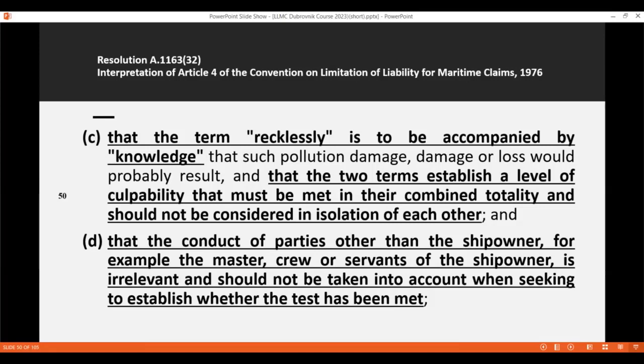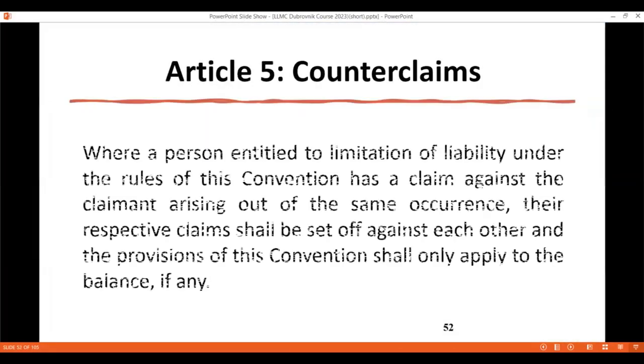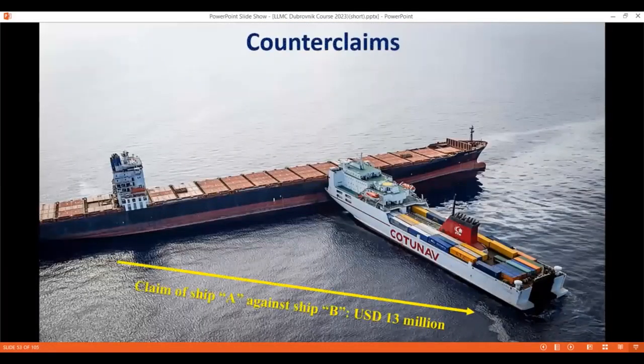Those that are the brain, then yes, so if it's one of the board of directors, the ship owner, or someone very, very high up, you may lose the right to limit liability. But those on board the ship are acting like the hands of the body that will not prevent the owner from limiting the right to limit liability. Let me just jump this counterclaims. Sorry.